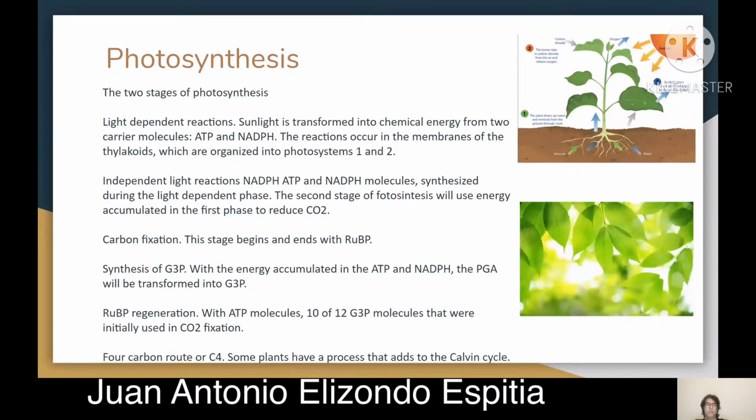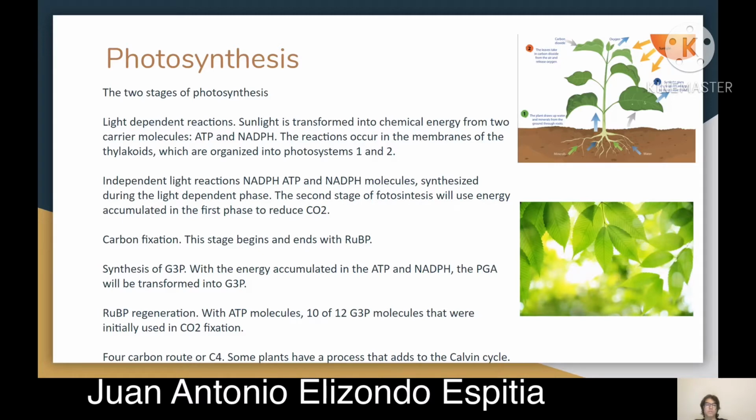In light-dependent reactions, sunlight is transformed into chemical energy in two carrier molecules, which are ATP and NADPH. The reaction occurs in the membranes of the thylakoids, which are organized in photosystems 1 and 2. In the light-independent reaction, the NADPH and ATP molecules synthesized during the light-dependent phase are used in this second stage to reduce CO2. Carbon fixation.